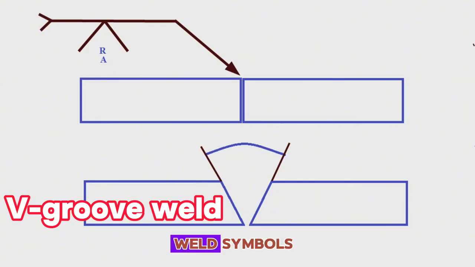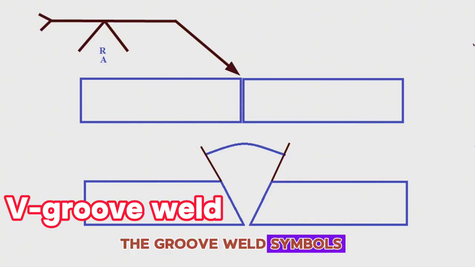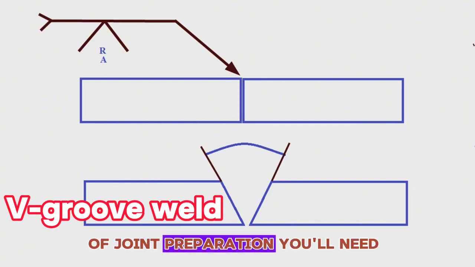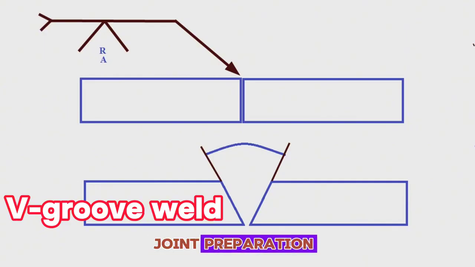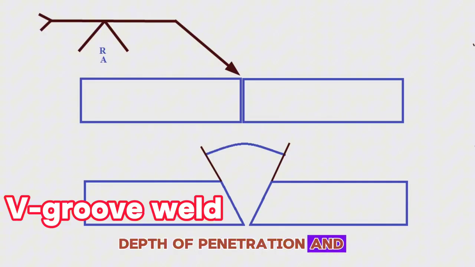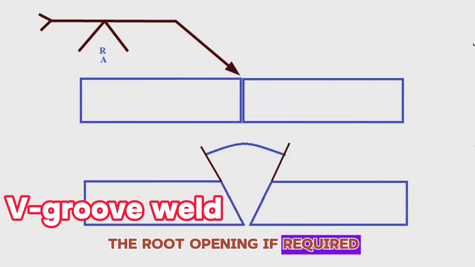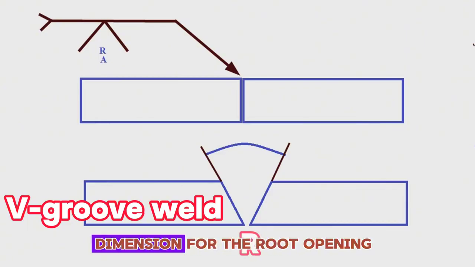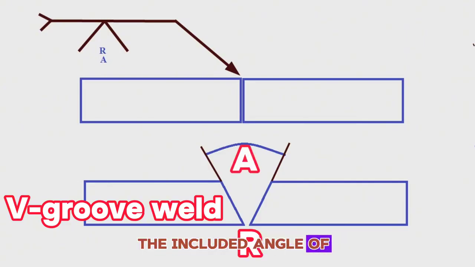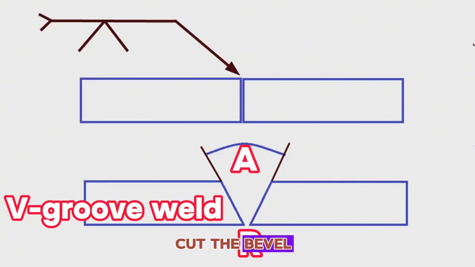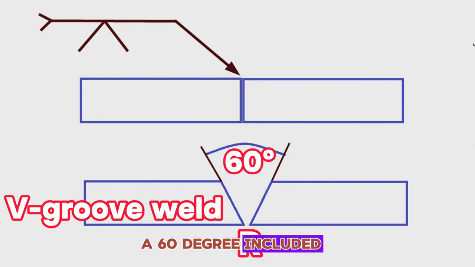How to read groove weld symbols. The groove weld symbols tell you what type of joint preparation you'll need. They also tell you the angle of the joint preparation, depth of penetration, and the root opening, if required. Here R is the dimension for the root opening, and A is the groove angle. The groove angle is the included angle of the joint, not the angle you cut the bevel. For example, a 60-degree included angle is two 30-degree bevels.